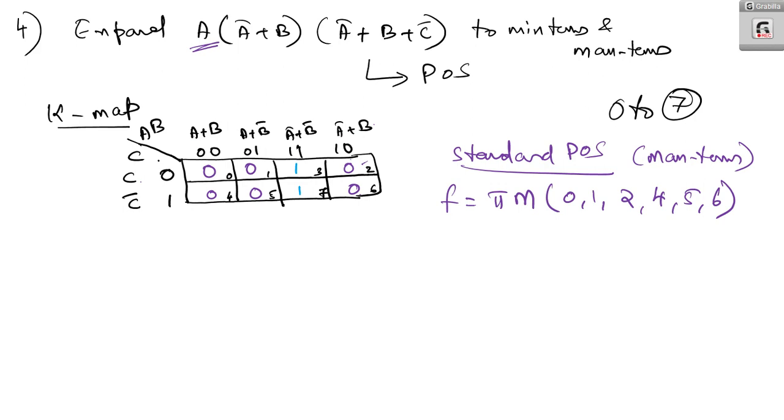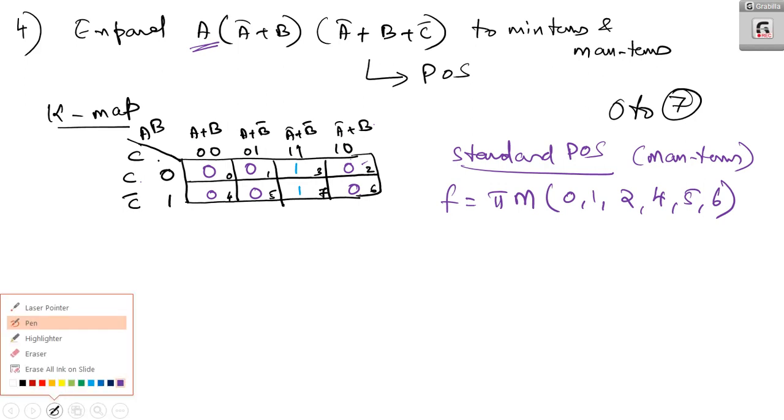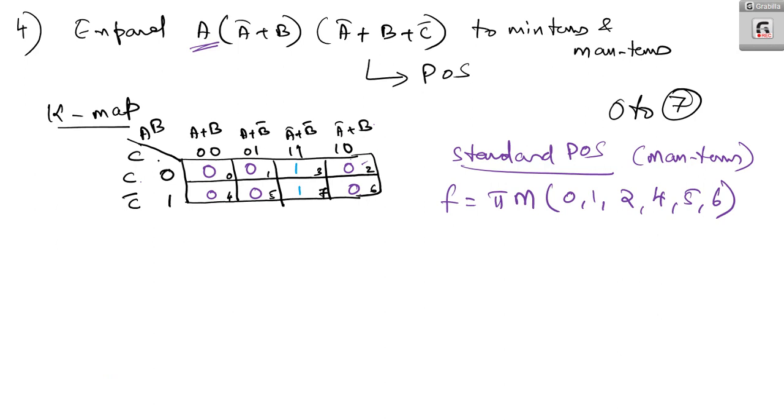Now how will you write the corresponding min term? If you need to write the corresponding min term, it happens only when the C is 3 and 7. So you can write it as f is equal to sigma M 3 comma 7.